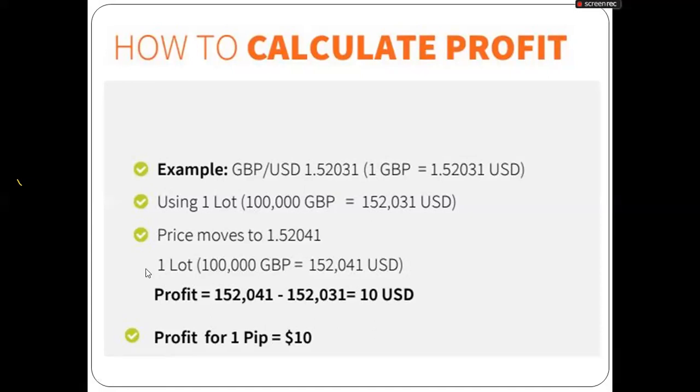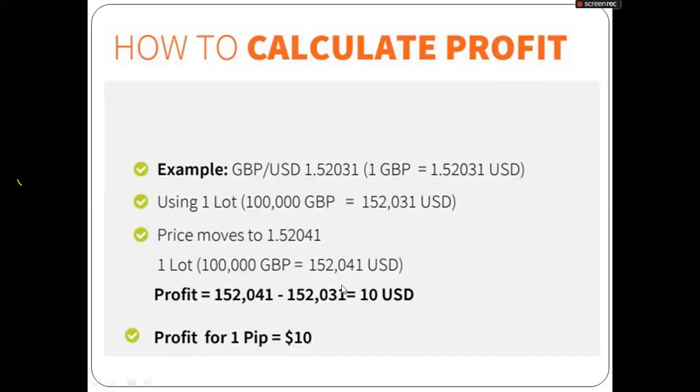What it means is that if you use one lot size, 100,000 notional value of GBP will be equal to 152,041 notional value. So if it moves from this to this, if you're buying, your profit will be calculated because you're multiplying 100,000 by this, and you're also multiplying 100,000 by this. So if you bought and it moved from this to this, you subtract the first from the second: 152,031 from 152,041, you're going to get only 10 USD, $10. That is now your profit.